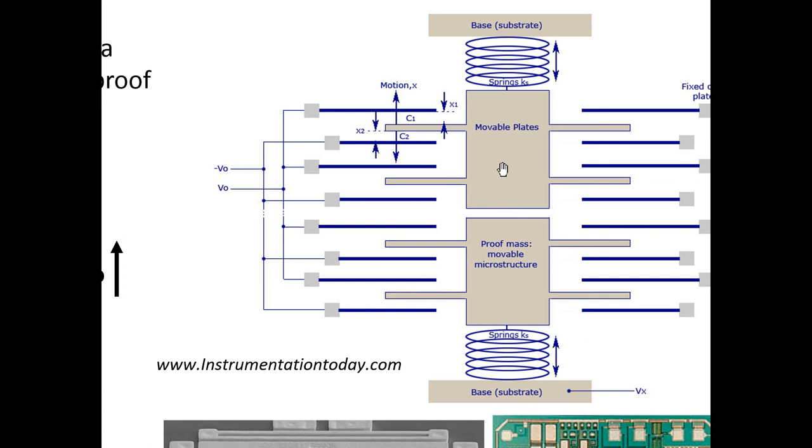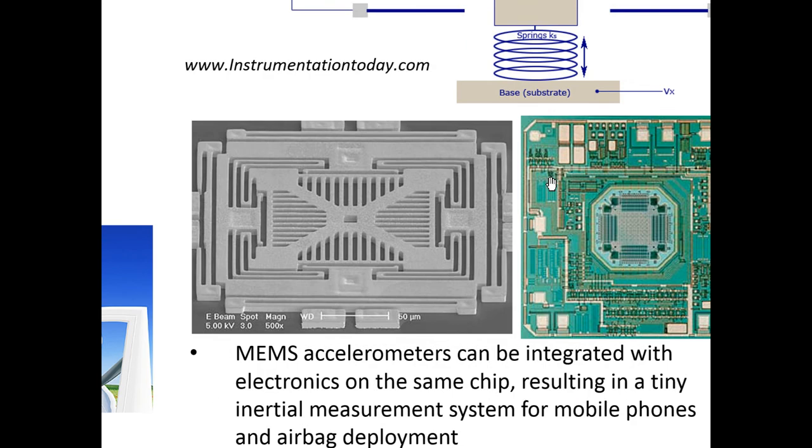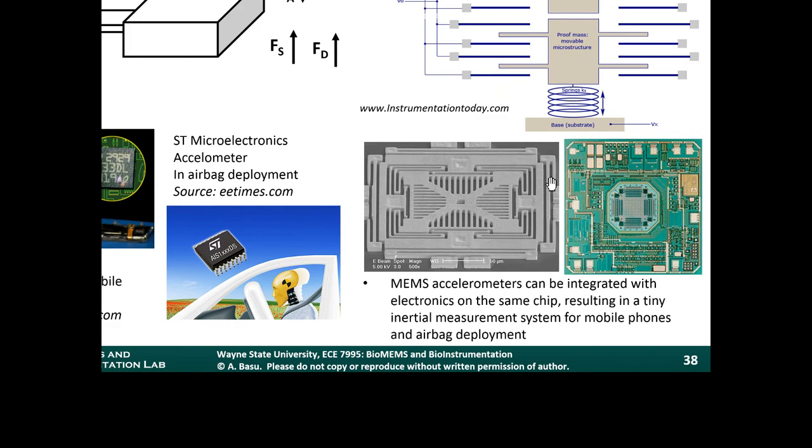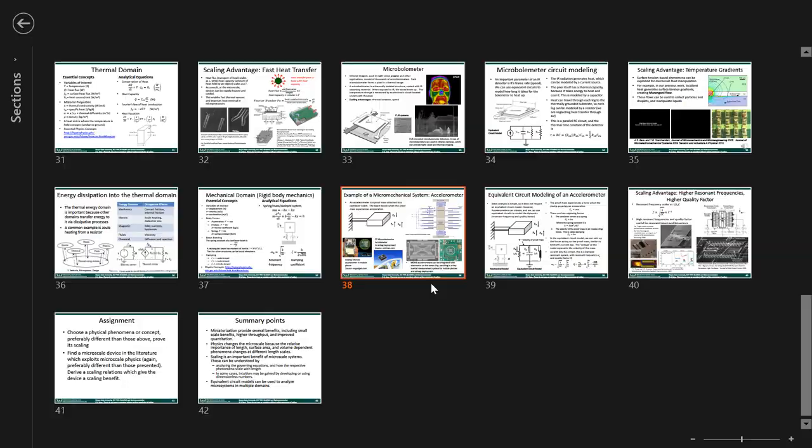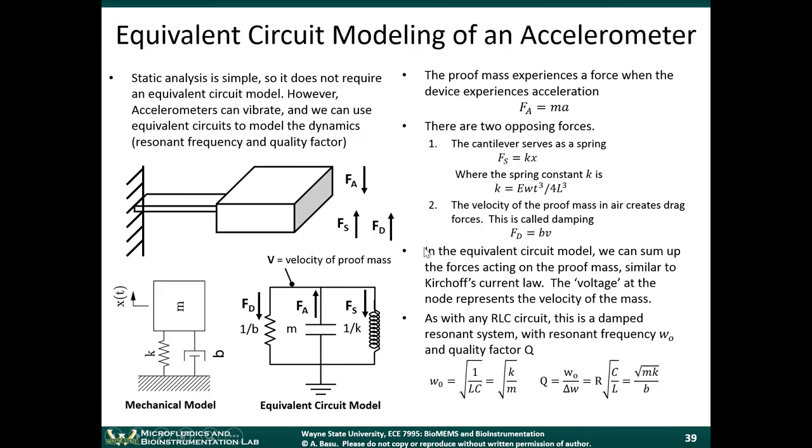So this is an example of an accelerometer that's only moving in a single axis. And this one below, you can imagine how this type of idea can be extended to double and triple axis sensors. So this is the example. Now, what we're interested in is how can we model these devices and what are the scaling benefits of these devices? All right, so this is the equivalent circuit modeling of an accelerometer.